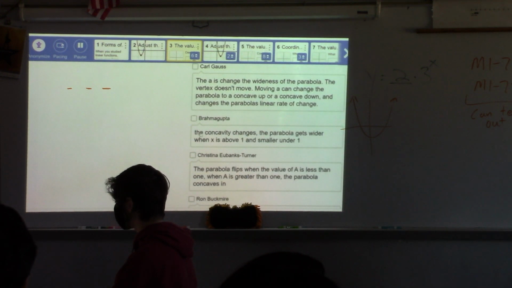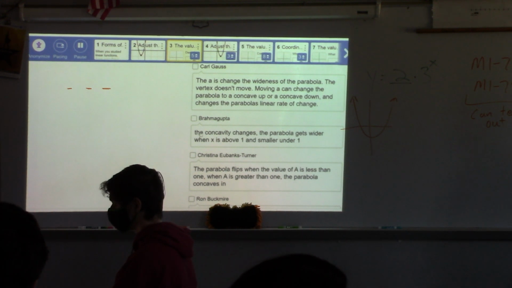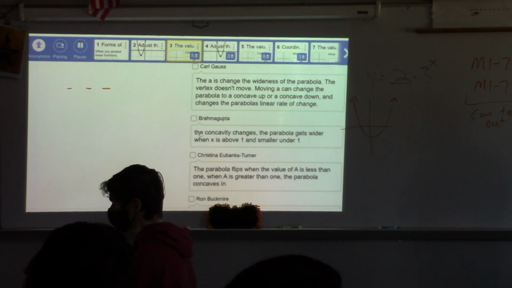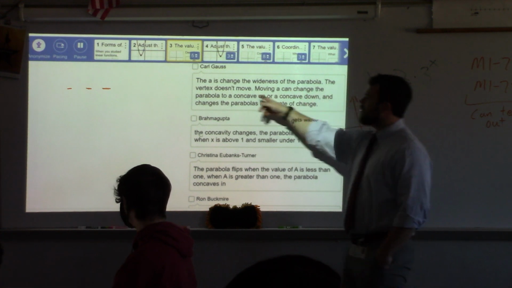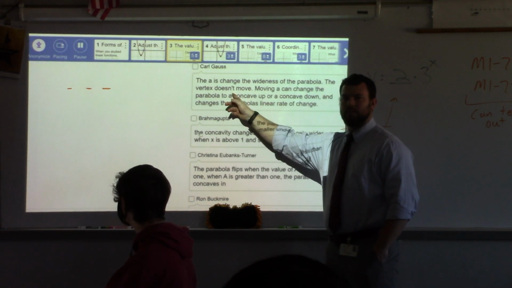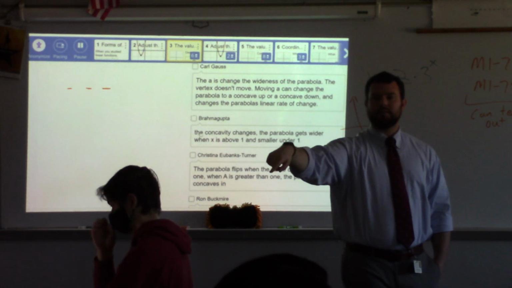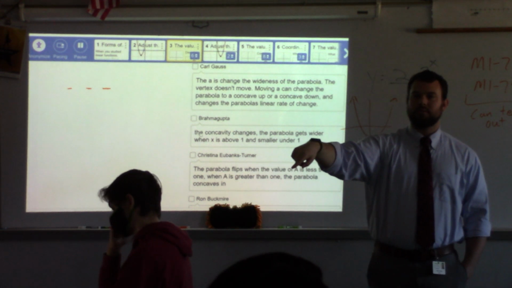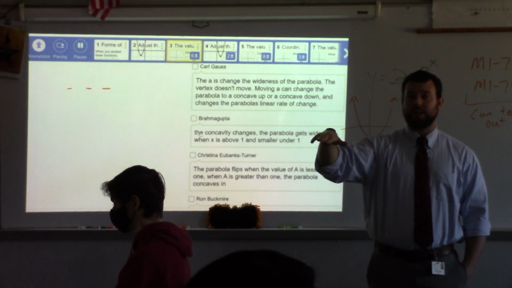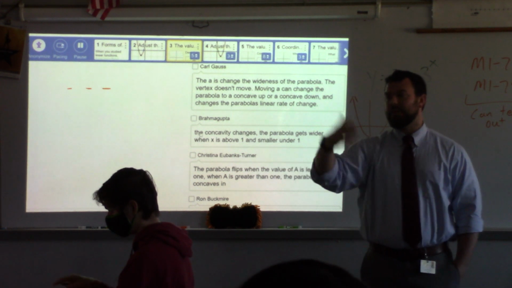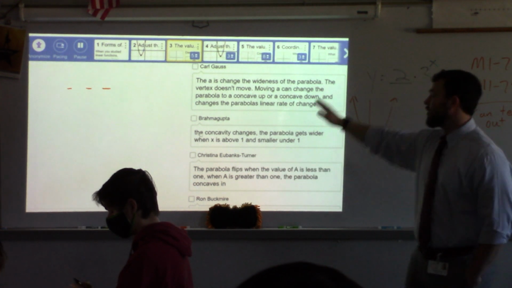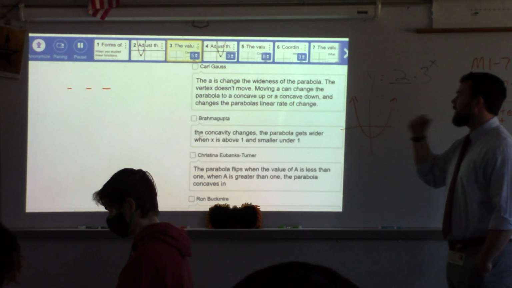So what about A? Does A change the wideness of the parabola? Let's look at this note. Did the vertex move when you changed A? No? So should we be writing anything under vertex? Yes. If the vertex doesn't change, A doesn't affect the vertex, I'm not looking there, right? So we shouldn't write anything about vertex, okay?